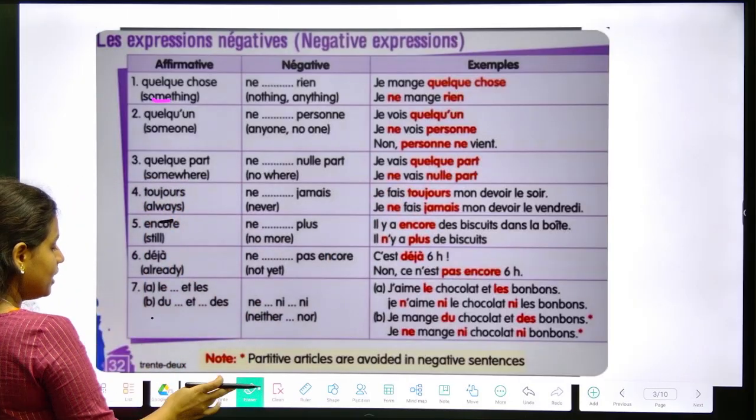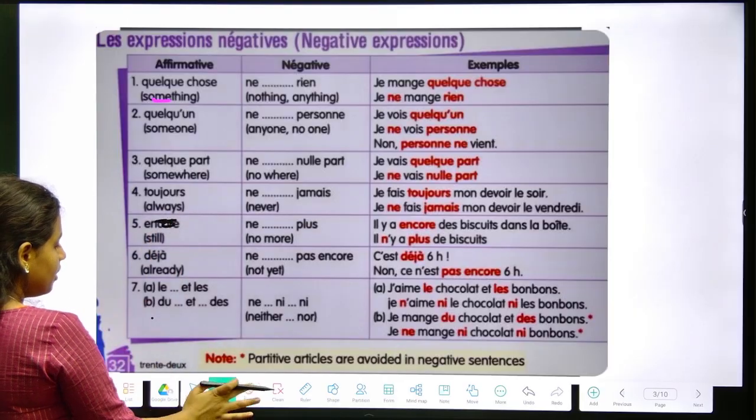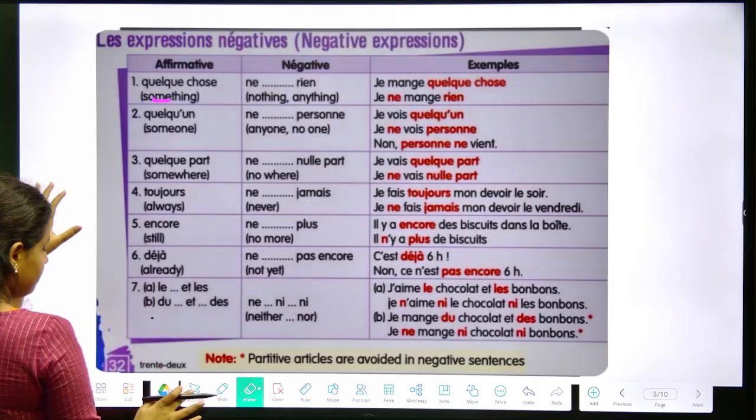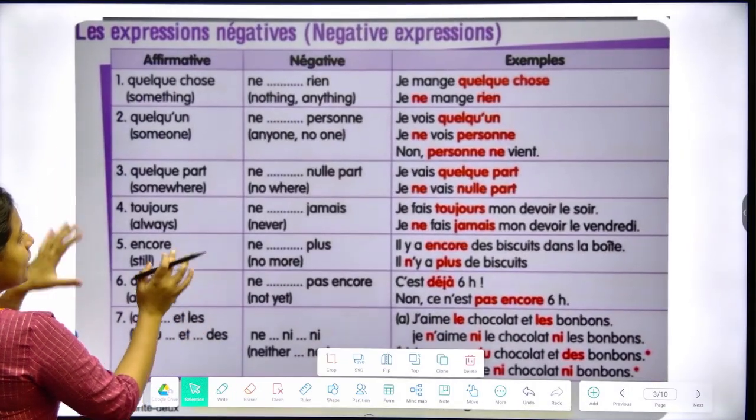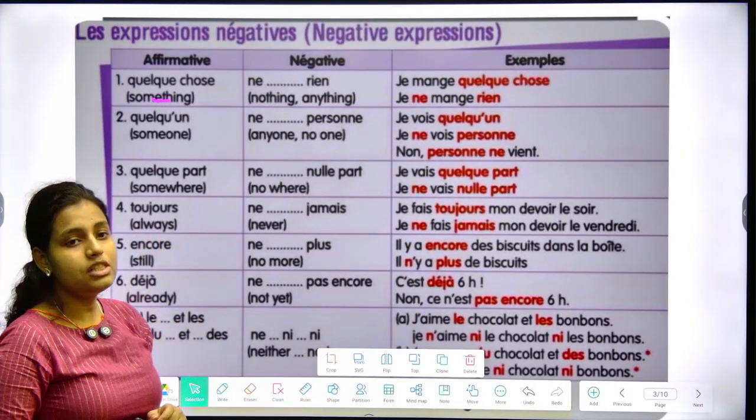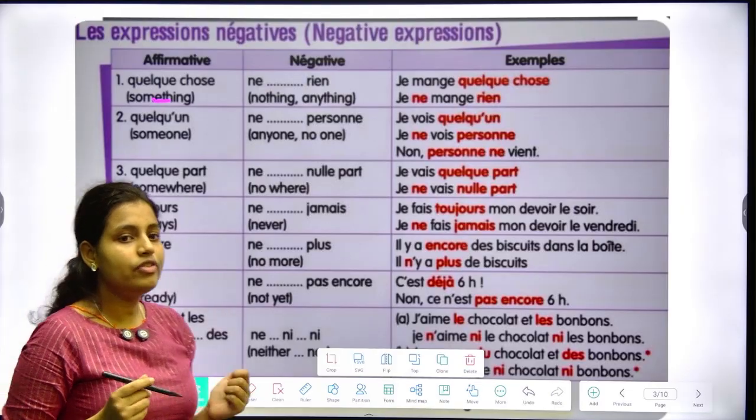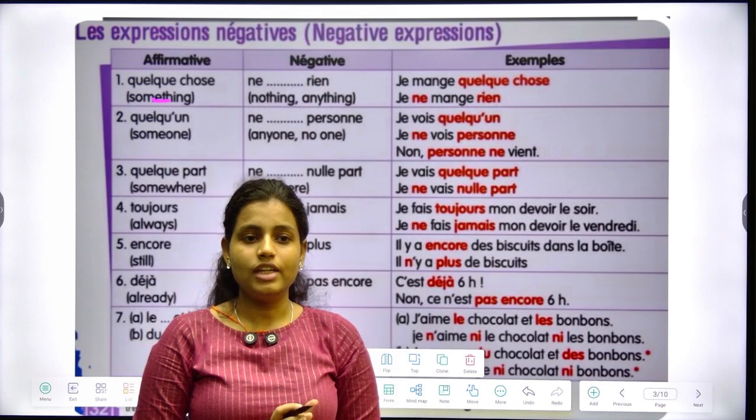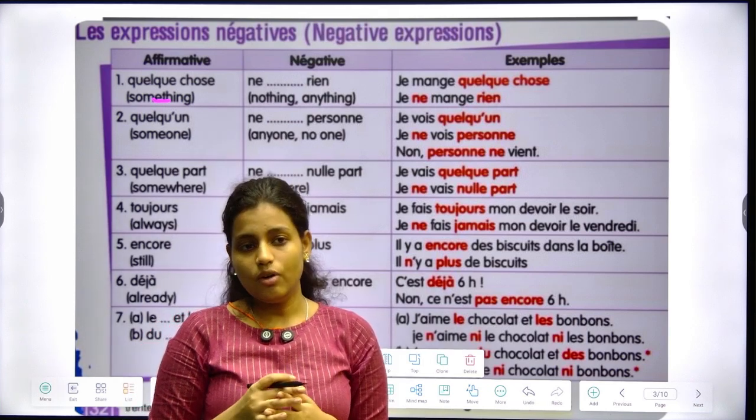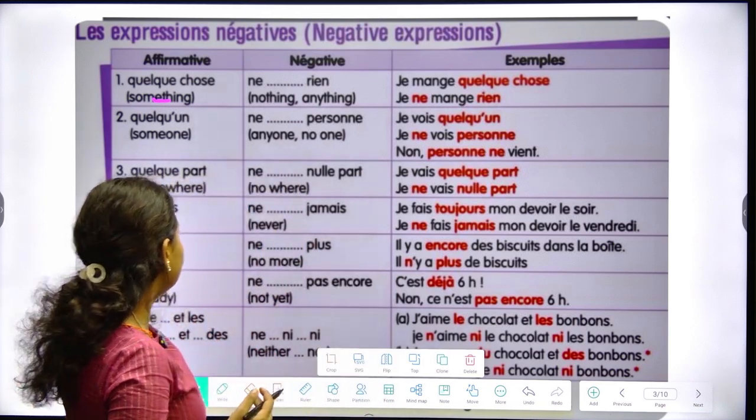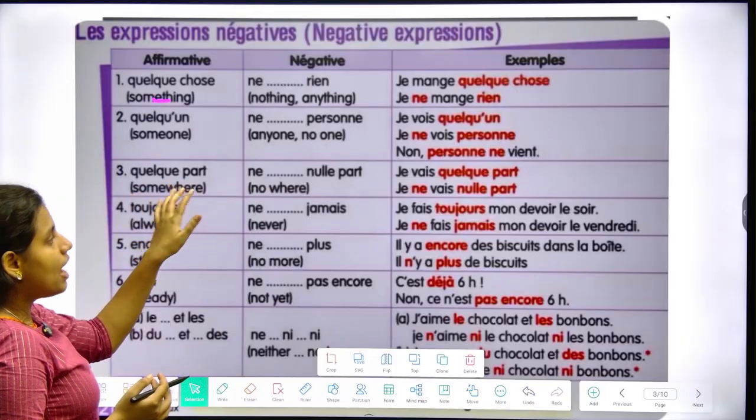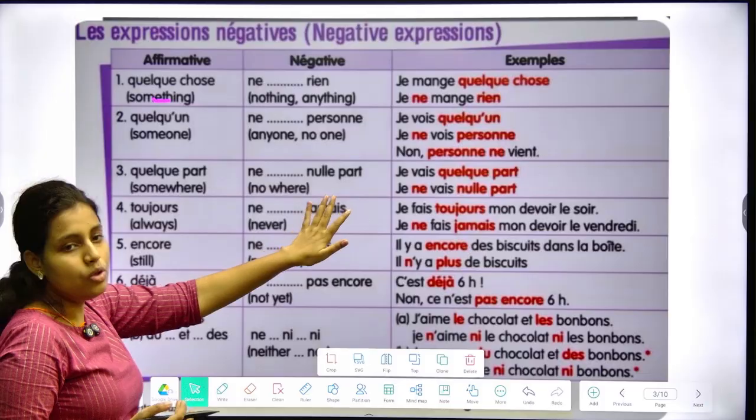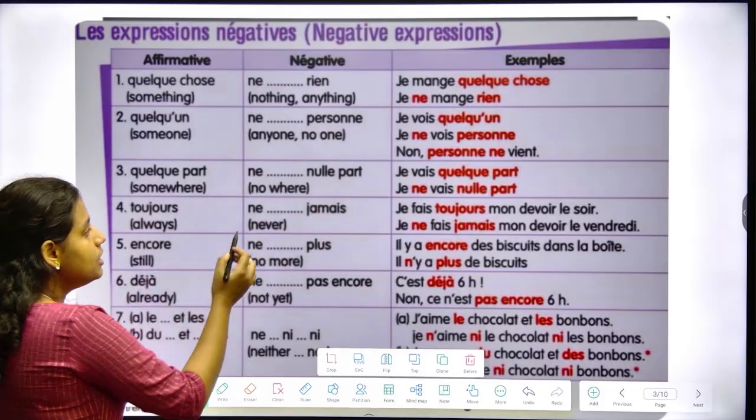Then the third negative marker which we have here is quelque part. Quelque part means what? Somewhere. So if you have a sentence, I went somewhere, how will you negate? You will negate, I did not go anywhere. So that is what we have in French as well. We have quelque part, which means somewhere, and when we negate it, we say ne nulle part, which means nowhere.